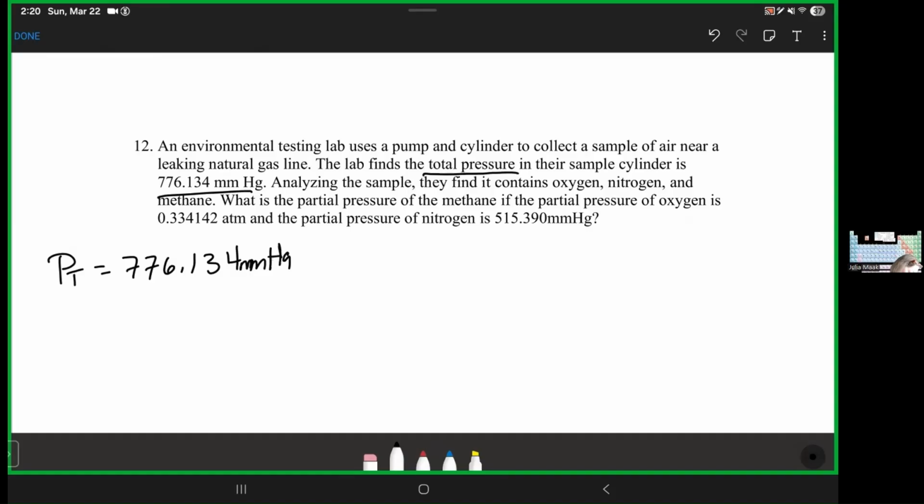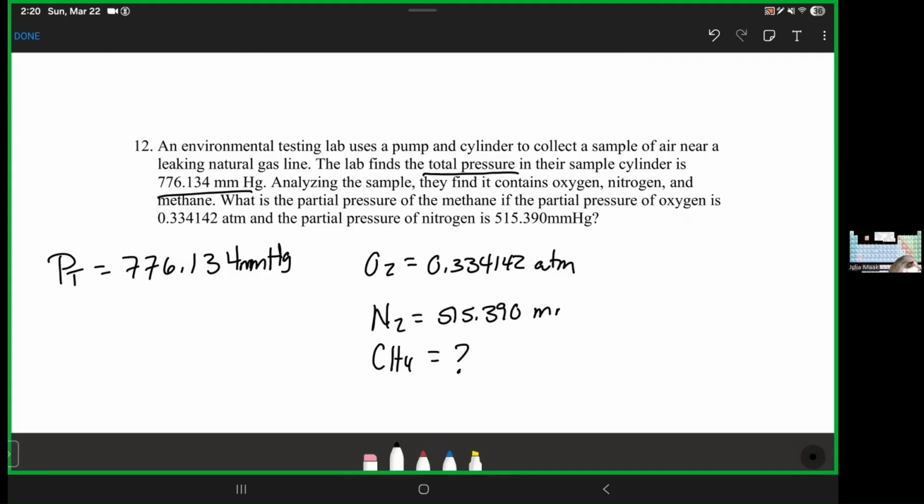It contains oxygen, nitrogen, and methane. I'll tell you methane is CH4. You don't need to know the formula for it in order to do this. Okay, and they say, what is the partial pressure of methane? So it's asking for the pressure of methane. If oxygen is 0.334142 atm, and nitrogen was 515.390 millimeters of mercury.